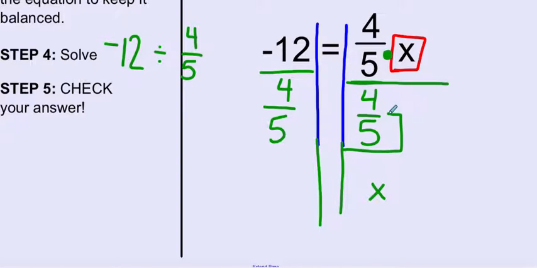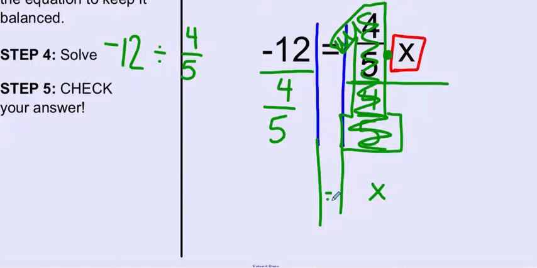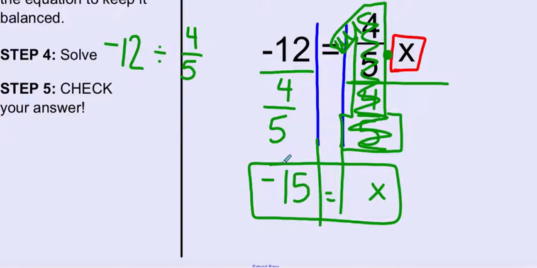Again, these are going to turn into that gigantic 1, because 4/5 divided by 4/5 is 1. Turns it into 1x. And then on this other side, if I have negative 12 divided by 4/5, it's going to give me an answer of negative 15. I go back and I complete the check. I know that negative 12 equals 4/5 times x, but that my x was negative 15.